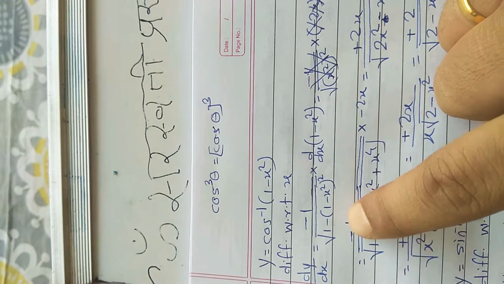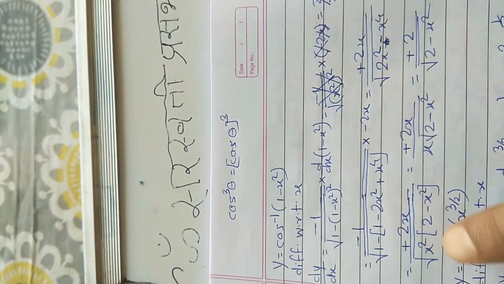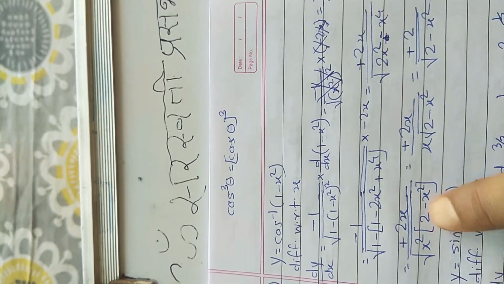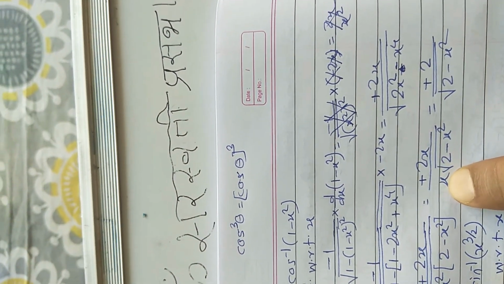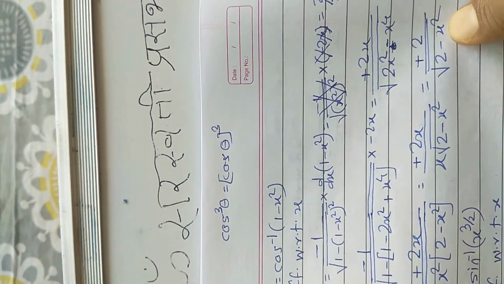This minus 2x into minus 1 will give you plus 2x. X square we can have common inside the root. What remains is 2 minus x square. Root of x square will come out of the root and it will become x. This x and x will get cancelled, hence the answer.